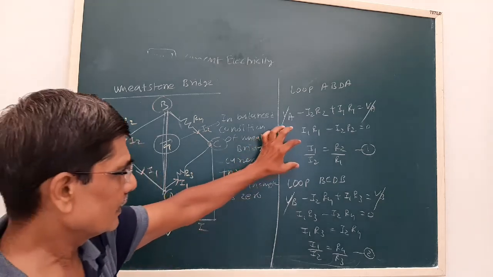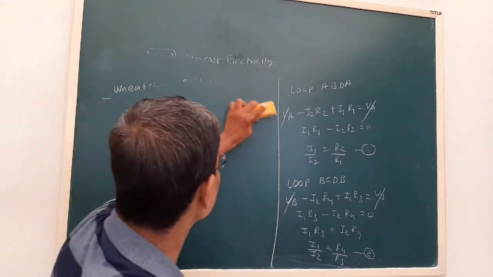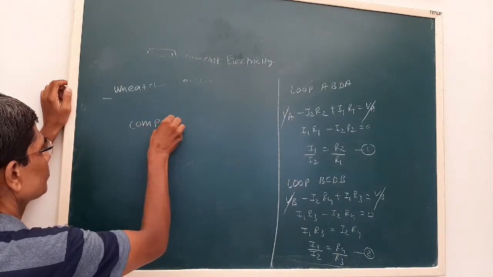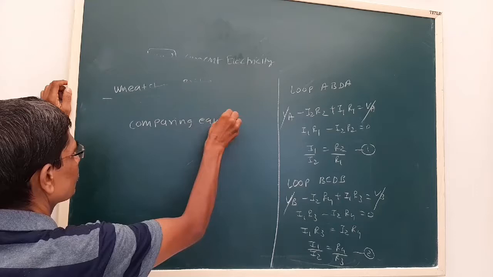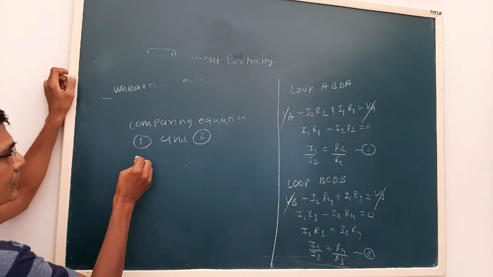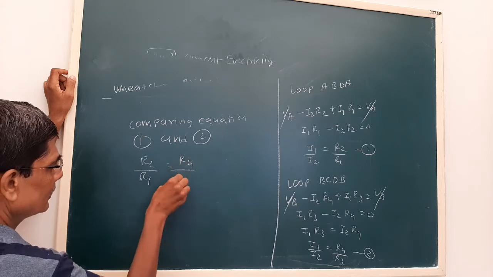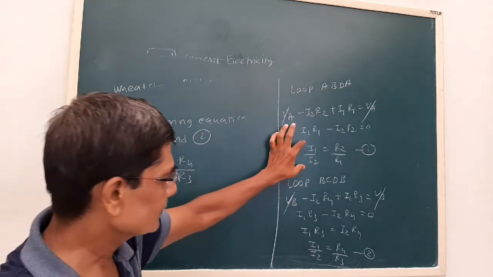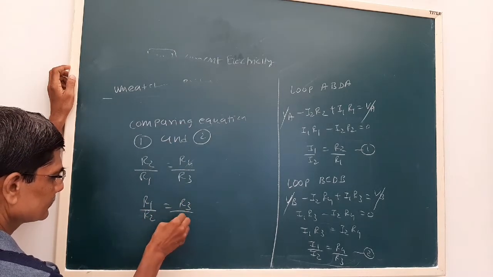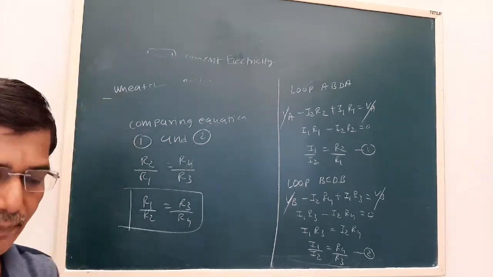Now see, the left hand side of both of these equations is the same, so we can compare. Okay, that is R2 upon R1 is R4 upon R3. Now the left hand side is the same, so we have compared the equations. So we take a reciprocal. R1 upon R2 is R3 upon R4. Okay, this is the condition for balance of the Wheatstone bridge.